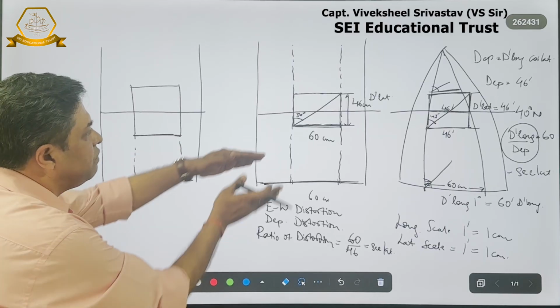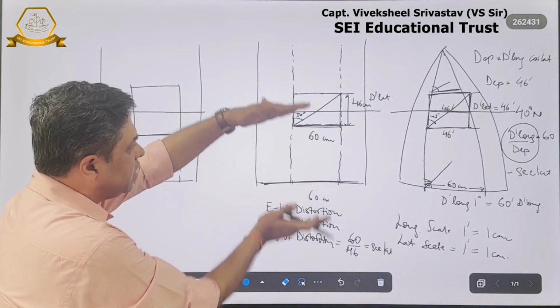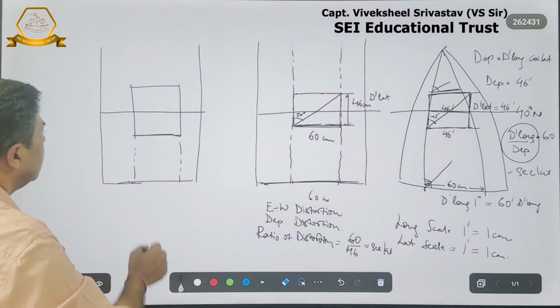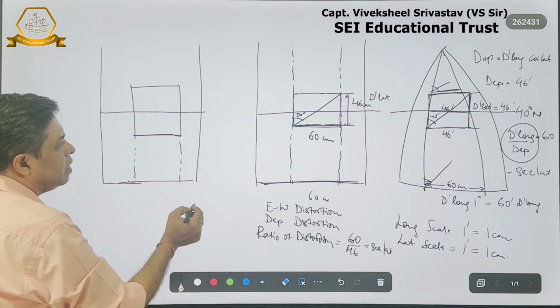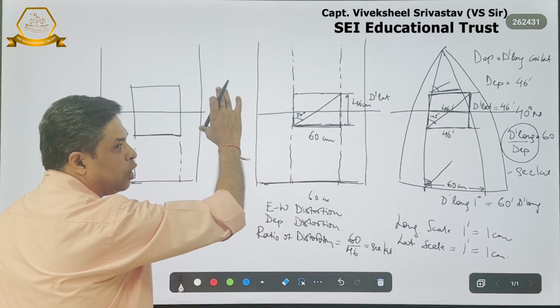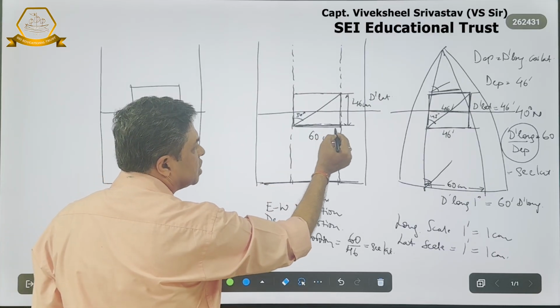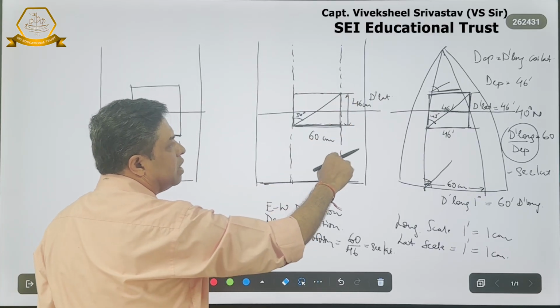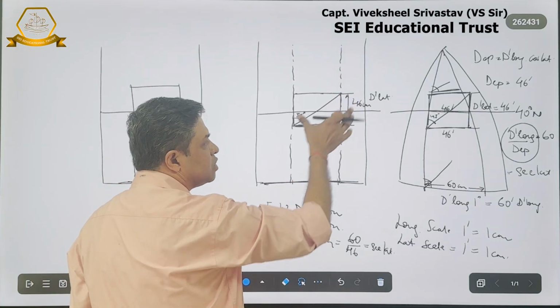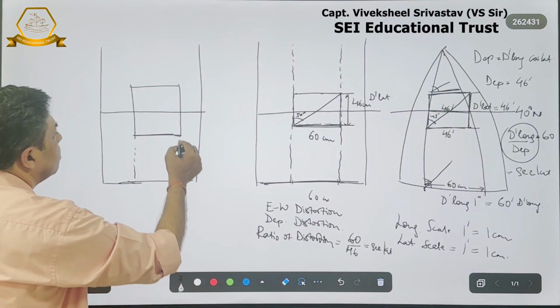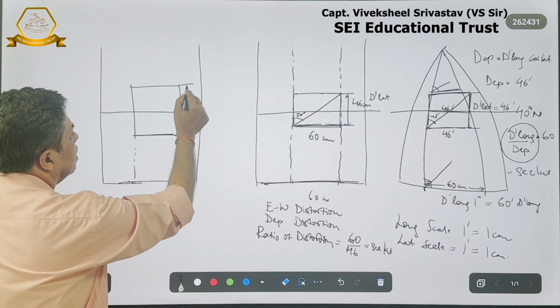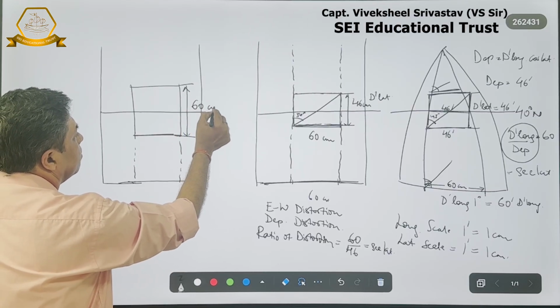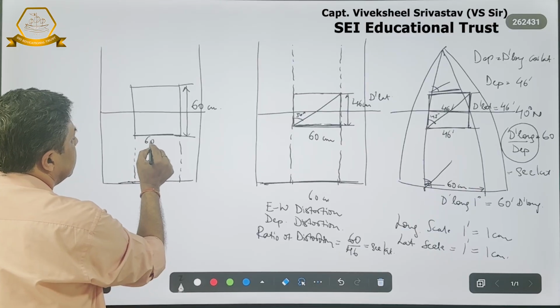Okay, so we have elongated it in the north-south direction to make it a square again. So now, what is the size of this square over here? And how much do we have to elongate it? If this side was coming 60 and this is 46, I must make this 46 into 60, so it will become a square. So what we have done is we have made this 60 centimeters and this is 60 centimeters.